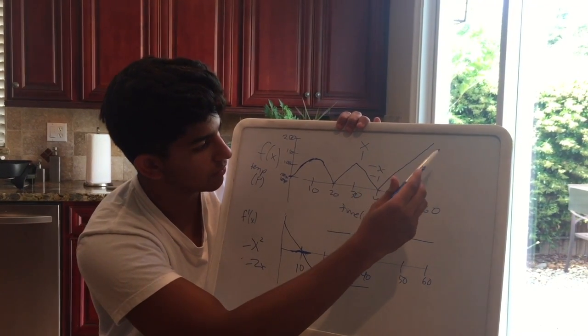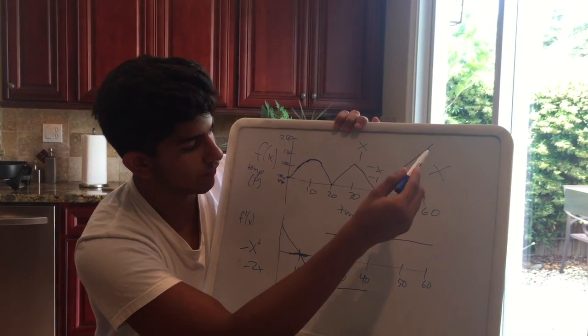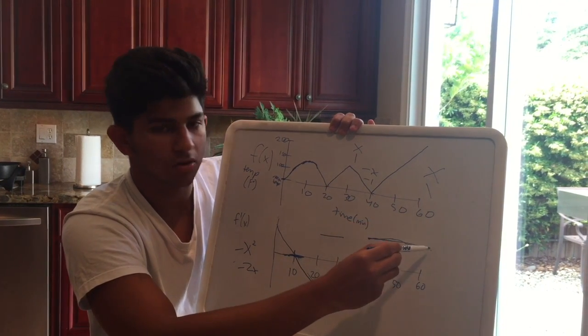Finally, the last part of this represents x. The derivative of x is 1, so it's just a steady 1 all the way across.